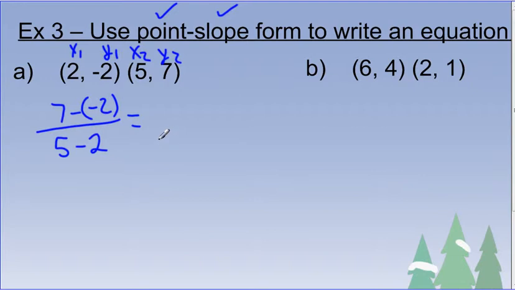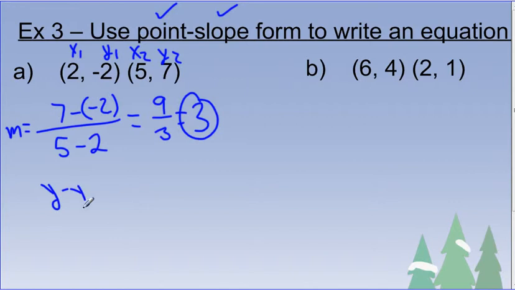That's finding slope. That gives you a 9. That gives you a 3. That simplifies to 3. So my slope is 3. Now, do I have everything I need? I need points. Yes. I need slope. Yes. So now we can write this equation.